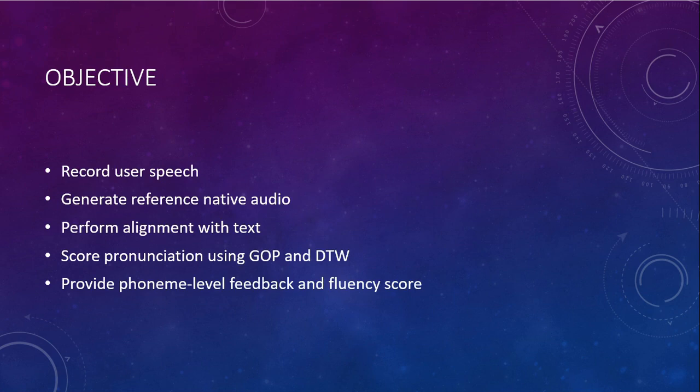My system records the user's voice, generates a reference native audio using the LibriSpeech dataset, aligns both with text using Montreal Forced Alignment, and then compares them using two main techniques: GOP for pronunciation and DTW for fluency and pitch. Finally, it gives personalized feedback.